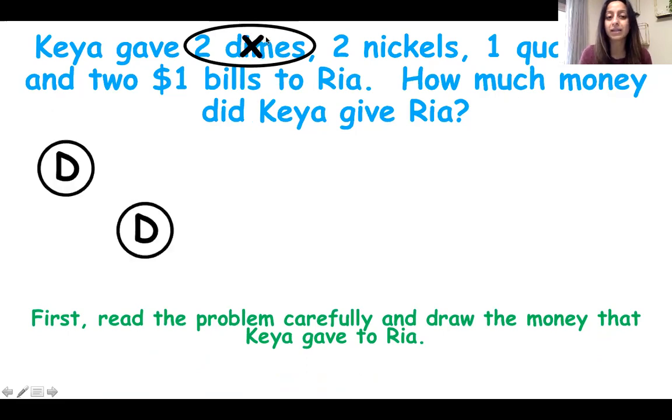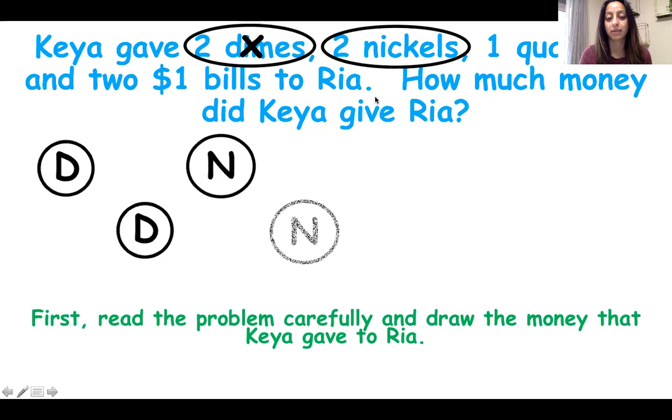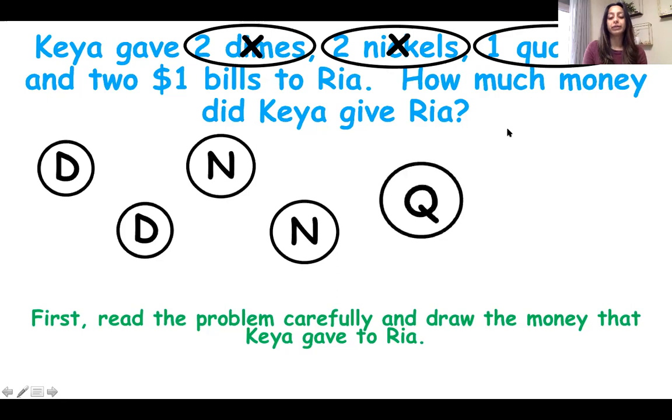Then I'm going to cross that out so that I know, all right, I already drew that. I already drew my 2 dimes, or I already took my 2 dimes. I got my 2 dimes. Then it says 2 nickels, so I'm going to circle 2 nickels, and then I'm going to draw my 2 nickels. Then I'm gonna cross that out so that I know, all right, now I drew my dimes, I drew my nickels. Next, I see 1/4. So now I'm gonna draw a quarter.